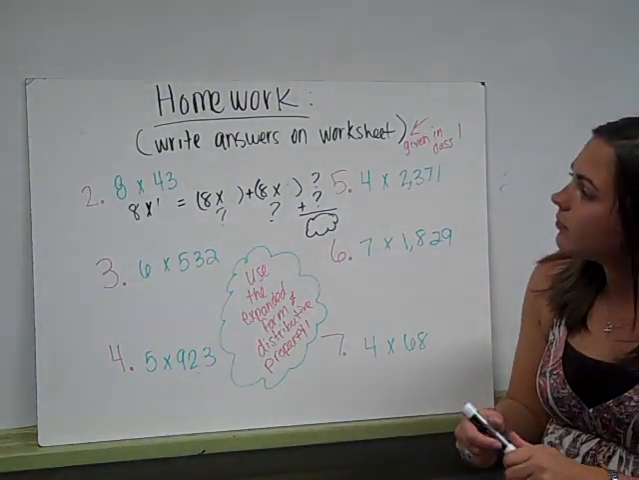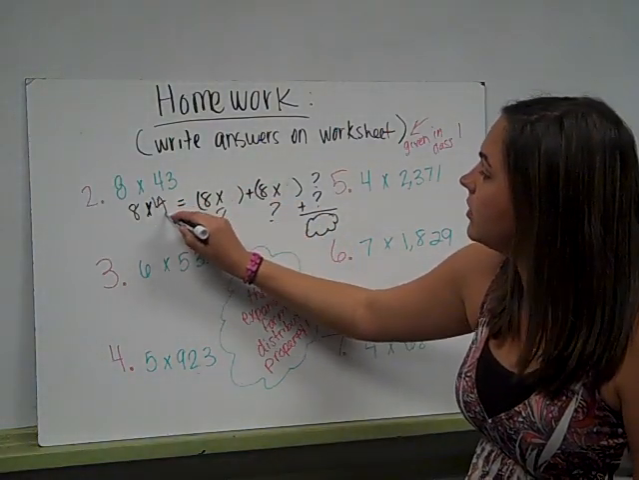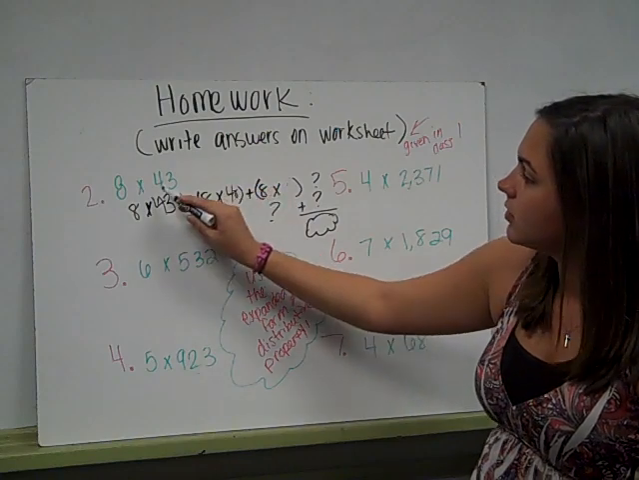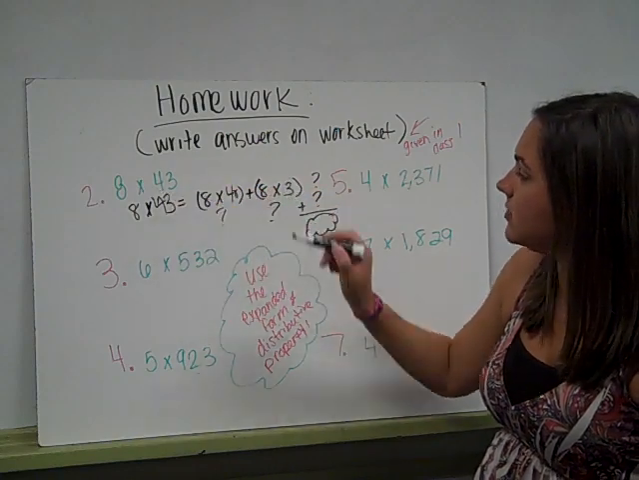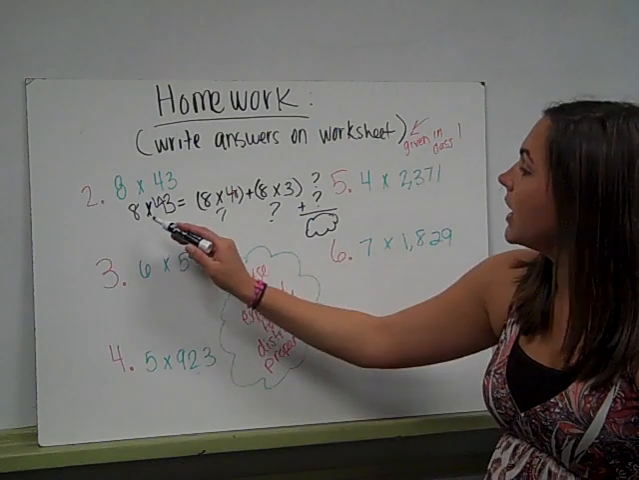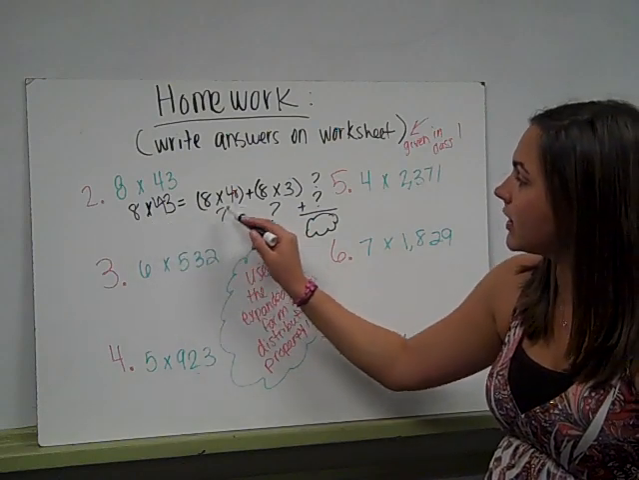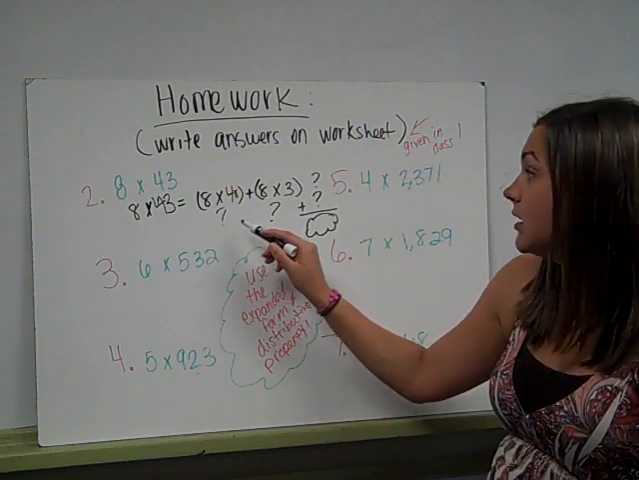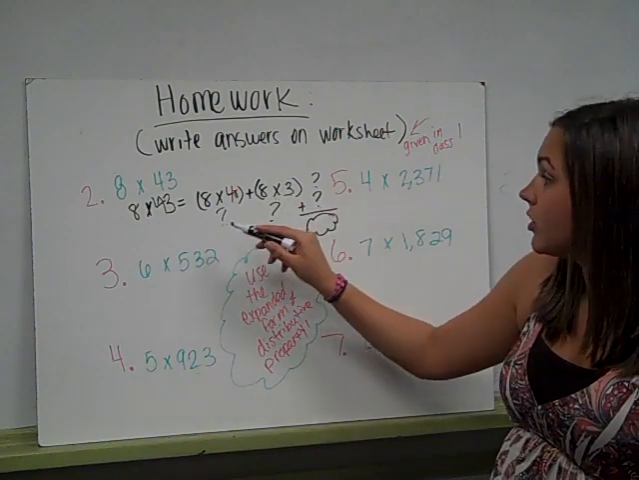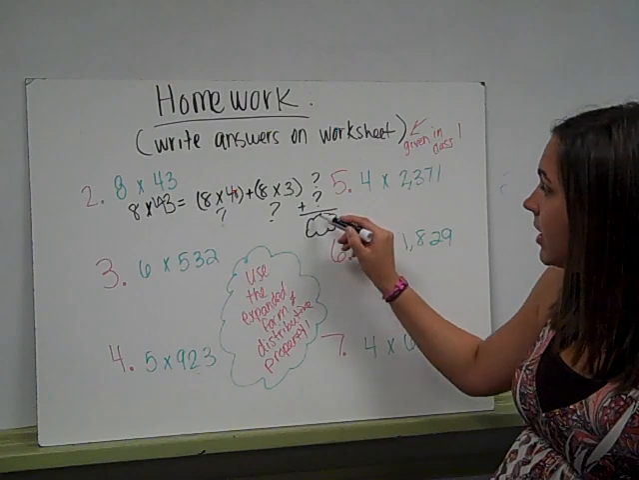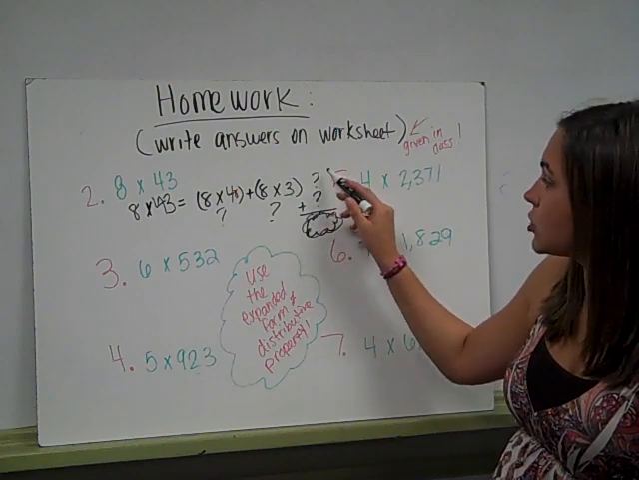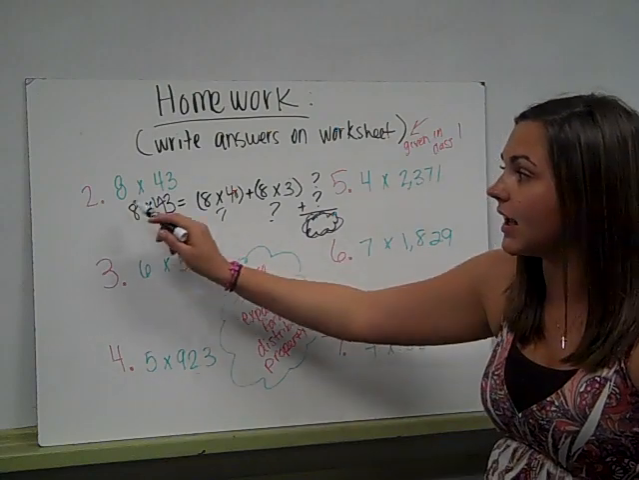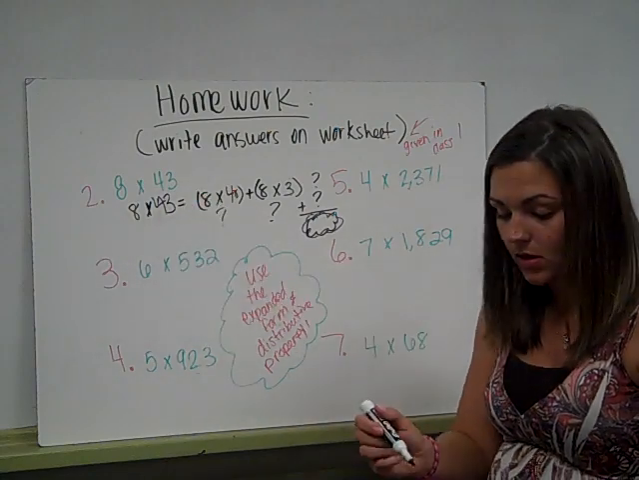8 times 43 is going to be 8 times 40 for the 4 in the tens place, and 8 times 3. And then you're going to do 8 times 4 is 32. Bring down my 0, 320. 8 times 3 is 24. You're going to take both of those partial products and add them up. And when you do partial product plus partial product, you will get your actual final product that will tell you what 8 times 43 is.